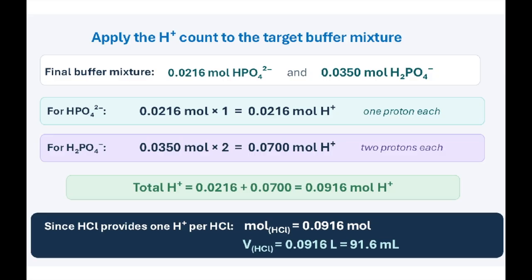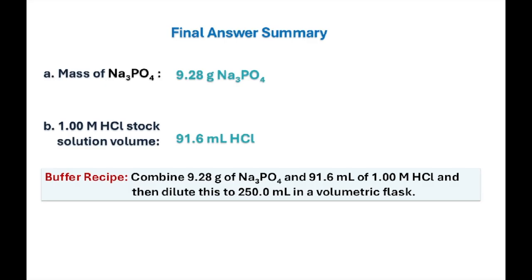And so in a 1 molar solution, that number of moles is equal to that number of liters, or this many milliliters. So we're going to need 91.6 milliliters of our 1.00 molar hydrochloric acid stock solution. So now this is the summary of our final answer. We needed 9.28 grams of sodium phosphate, 91.6 milliliters of hydrochloric acid. We combine them in a 250 milliliter volumetric flask, and just simply dilute up to that volume.